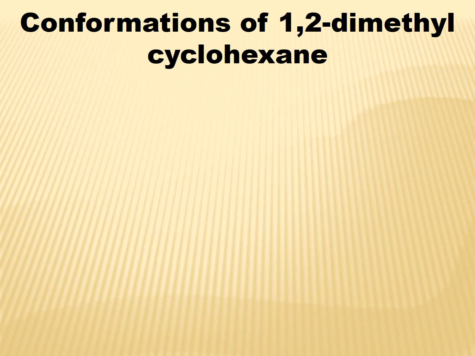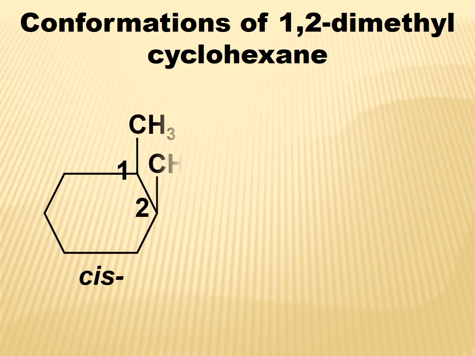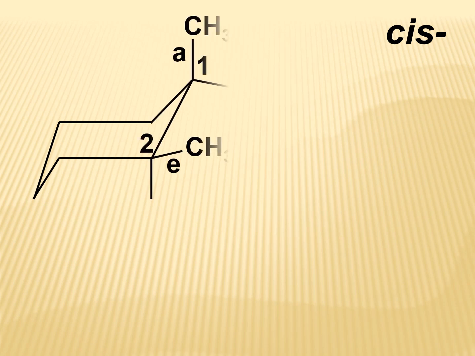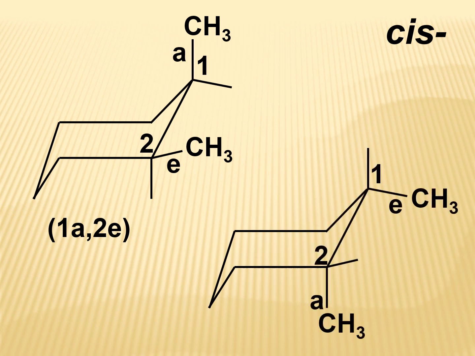Coming to the 1,2-dimethyl cyclohexane, what are the different conformations? 1,2-dimethyl cyclohexane exists in two forms, the cis form and the trans form. This is the cis form, this is the trans form. Each of them, cis and trans, can have different conformers. We will see the conformers of the cis form first, and then we will move on to the trans form of 1,2-dimethyl cyclohexane. The cis form of 1,2-dimethyl cyclohexane exists in two conformers. These are the two conformers.